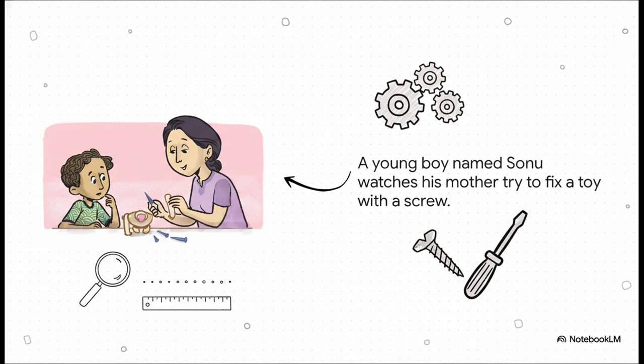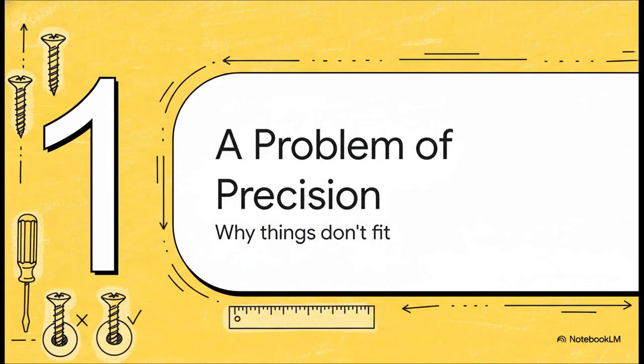This is Sonu, and he's just watching his mom try to fix his toy. But she's hit a snag, and the reason why is, well, it's actually pretty profound. It all comes down to a tiny, almost imperceptible difference. You see, his mother has a couple of screws, and they look identical. She tries one, nope, it just won't work. She tries the other, and it fits perfectly. Now, to Sonu, they look exactly the same, but that tiny difference in length, it's everything.